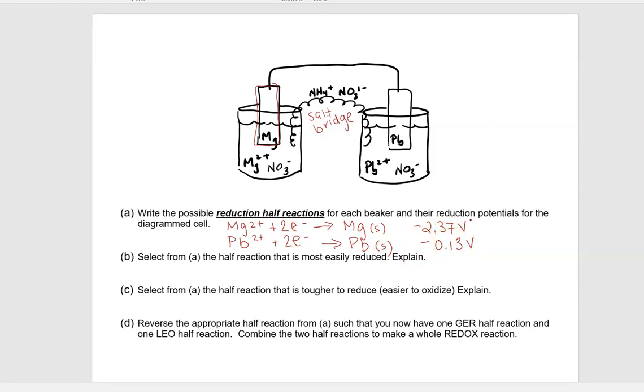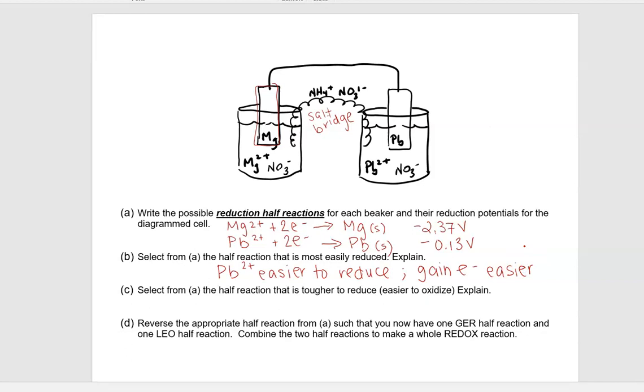It says select from A the half reaction that is most easily reduced. Okay, the one that's most easily reduced is the one that gains the electron. So that's my explanation. So I'm going to look at the 2 according to the chart. Pb2+ is easier to reduce. And my explanation will be really brief. It's just it gains electrons easier. And you know that because you're comparing the 2 off of that given sheet.